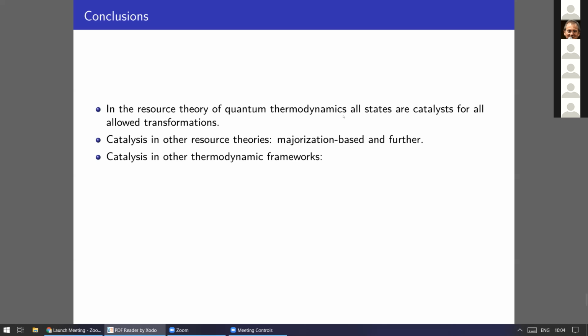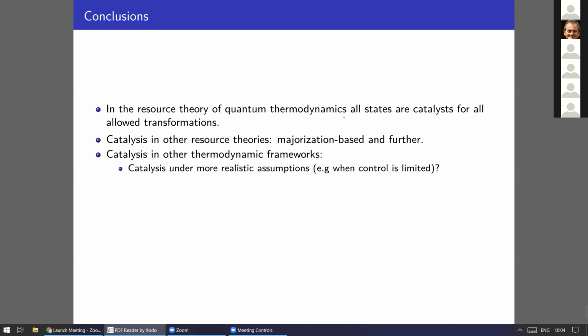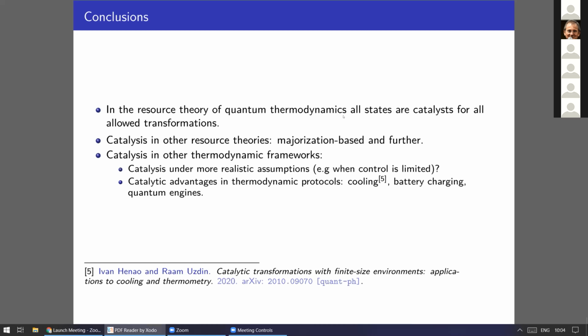For example, models using more realistic assumptions, where the control the experimenter has over the system, or the type of interactions that can be created, is limited. This very basic idea of using quantum resources in a catalytic fashion naturally does not depend on the specific theoretical formulation which we use. And furthermore, we now have a couple of interesting results which support this.